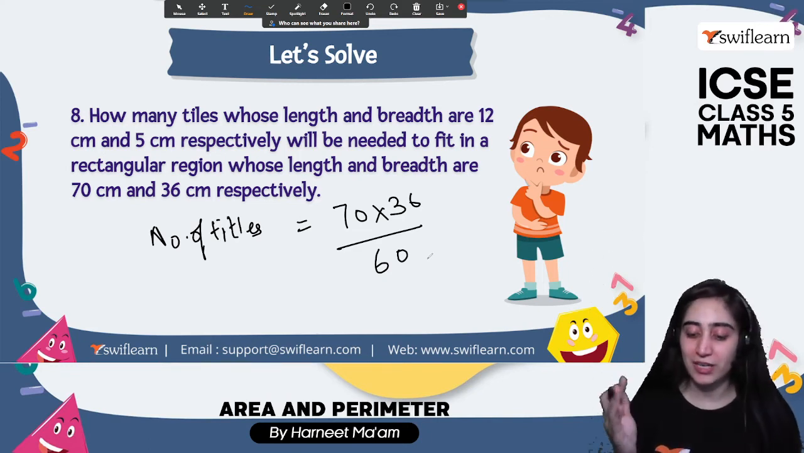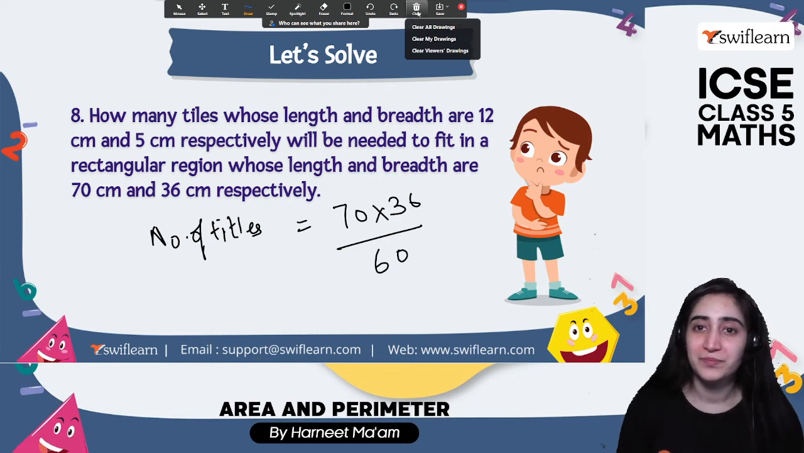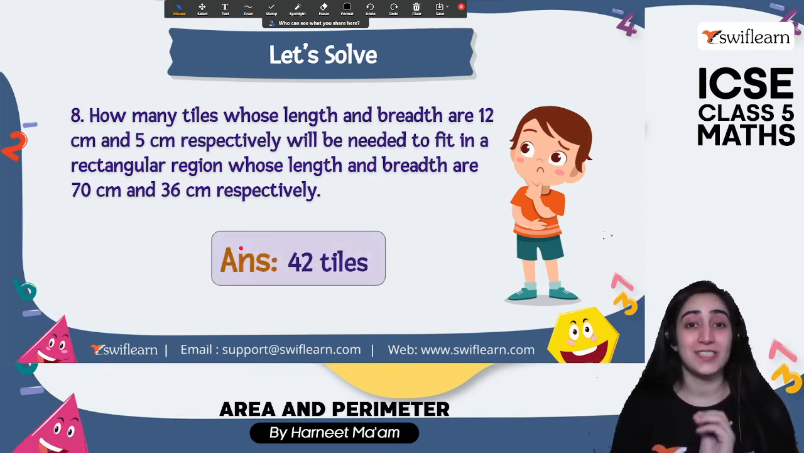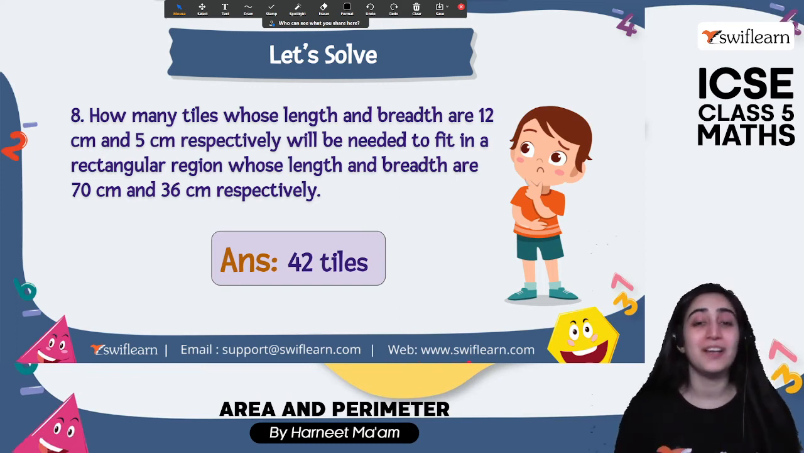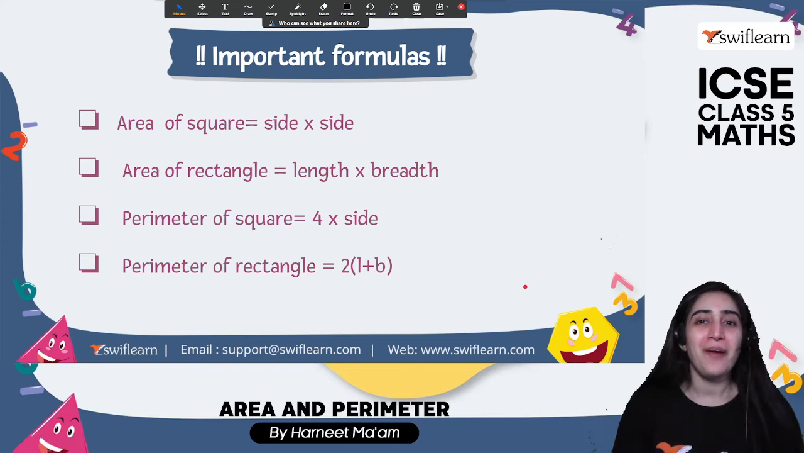So what answer did you get? Everyone, can you give me the answer you get after dividing it? So the right answer for this question is 42 tiles. Very good, everyone. Great job. You were able to solve that. Super. All right, so that's it.